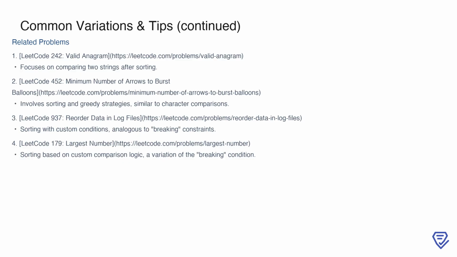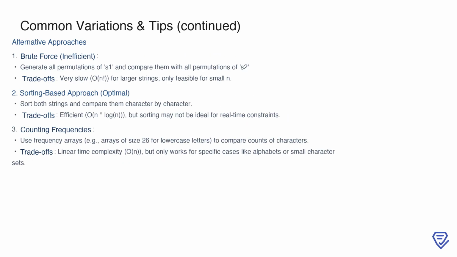When considering alternative approaches, the brute force method involves generating all permutations of S1 and comparing them with all permutations of S2. While this might work for very small strings, it's highly inefficient due to its factorial time complexity, O(n!). For larger strings, this approach becomes infeasible.